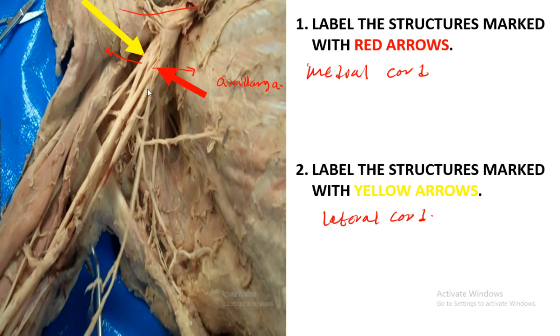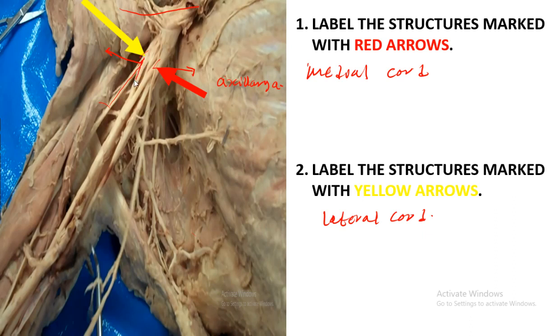The other way in which you can identify these cords is by writing the famous letter M. The letter M is formed by the musculocutaneous nerve. This is the musculocutaneous nerve, which innervates the biceps, the coracobrachialis and also the brachialis muscle. The musculocutaneous nerve comes from the lateral cord.